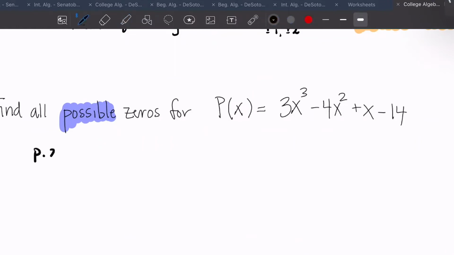Possible zeros: factors of the constant over factors of the leading coefficient. Factors of the constant, so that's factors of 14, are 1 and 14, 2 and 7. Factors of 3 are 1 and 3.